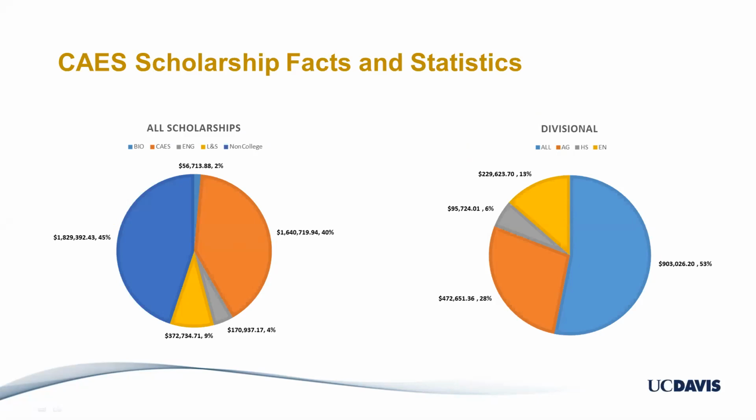So some will not have a college component. They don't care which college you're technically in. So that's 45% of the scholarships we award. They are just going to be based off of other requirements, not specific to your college.